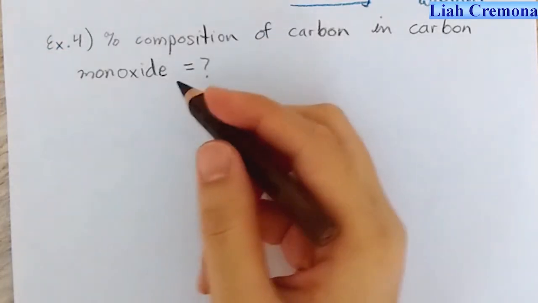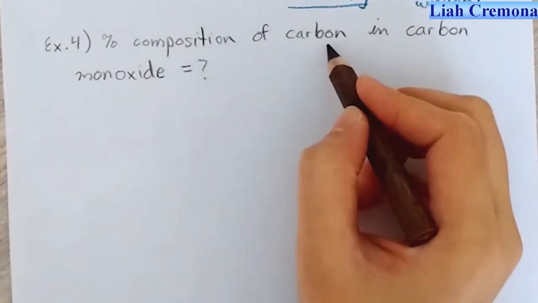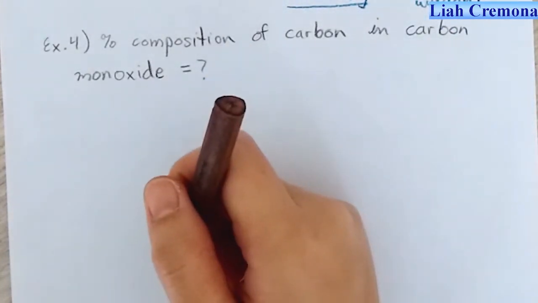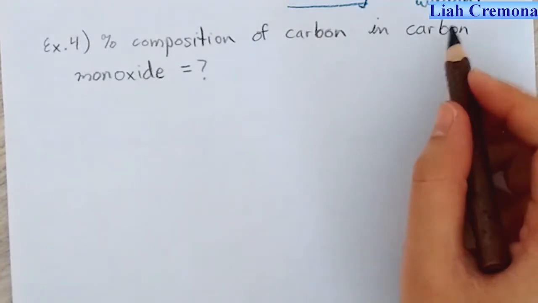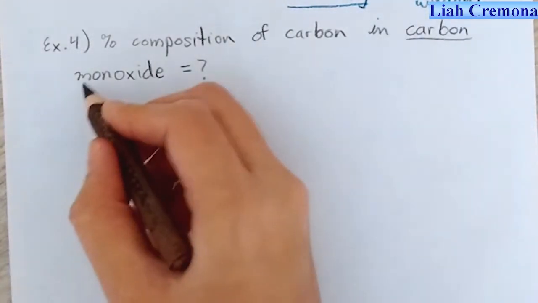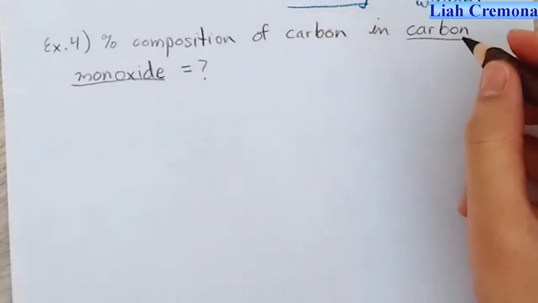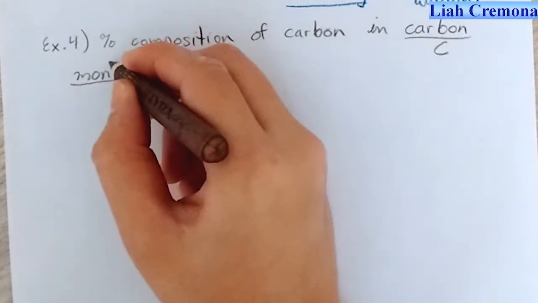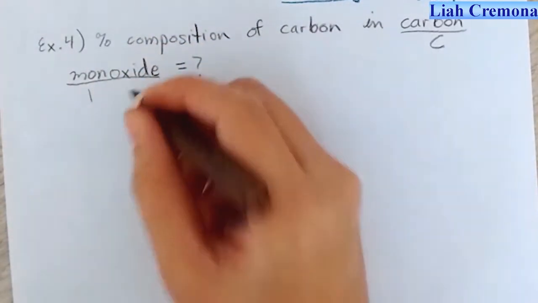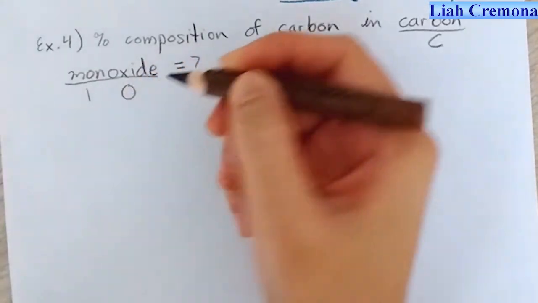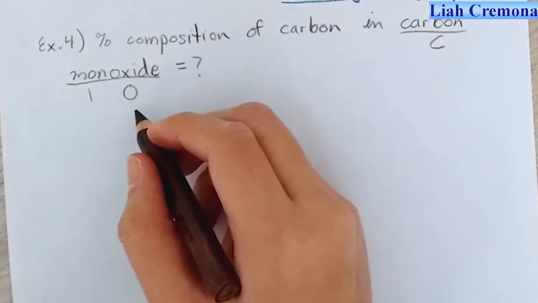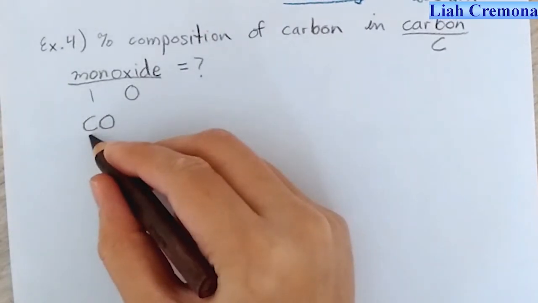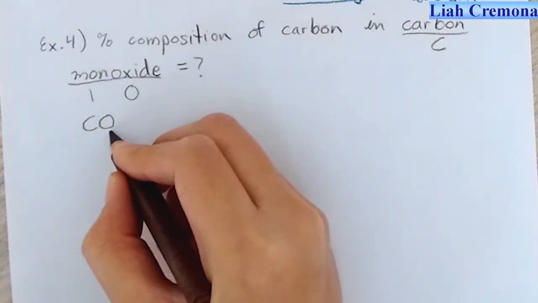For the fourth example, what is the percent composition of carbon in the compound carbon monoxide? In this case, we have to find the chemical formula for carbon monoxide. We know that carbon is represented by C, and monoxide, here we know that mono indicates 1, and then oxide indicates oxygen. So we have 1 atom of oxygen. So the chemical formula has 1 carbon atom and 1 oxygen atom.